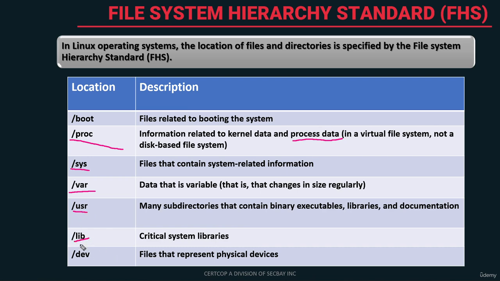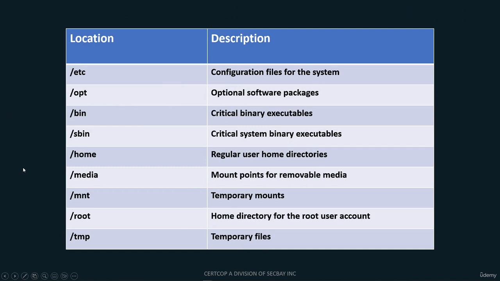You've got your critical libraries directory, and your /dev, the files that represent physical devices. Remember, everything in Linux is a file. Every folder, every device driver, every device you plug in will be represented as a file. So you have the /etc directory, which has critical configuration files for the system. You have the /opt directory. These are optional software packages, things you might not necessarily see. Maybe you install Docker or something like that as an optional component.